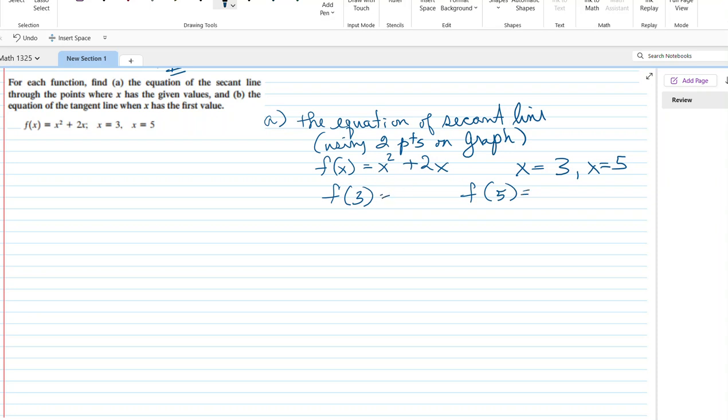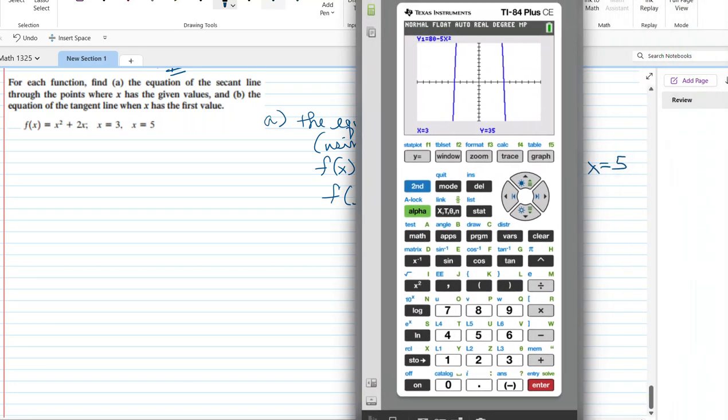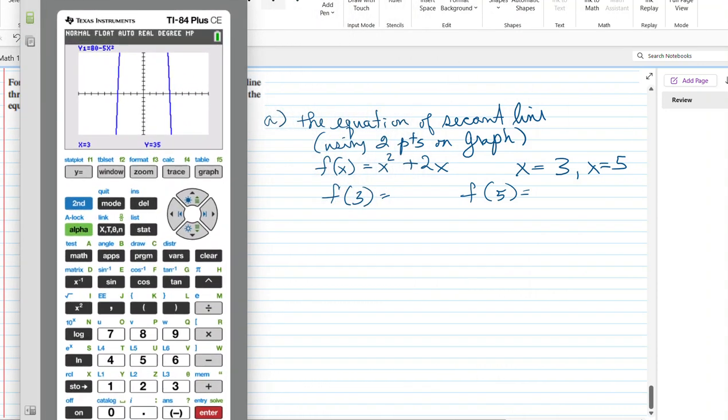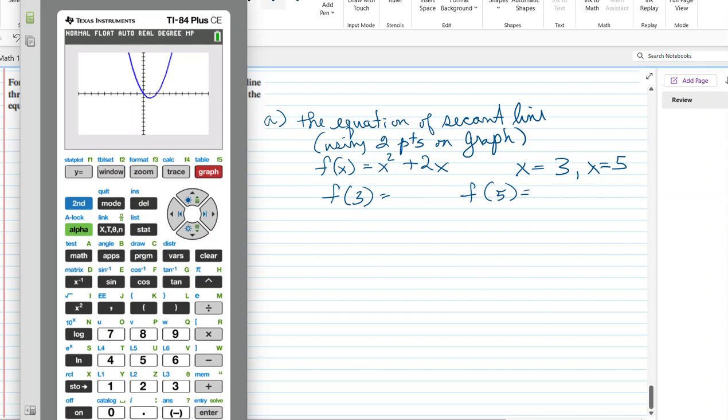And we know to do it in the calculator. I'm not going to write the steps because we've discussed them. I'm going to go to y equals, clear it, and enter x squared minus the 2x. I'm at zoom 6, so I can just hit graph. There it is, it's a parabola.